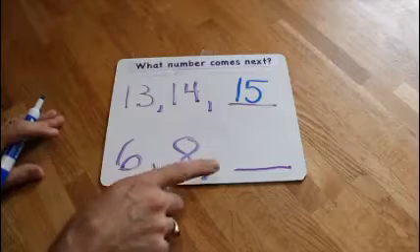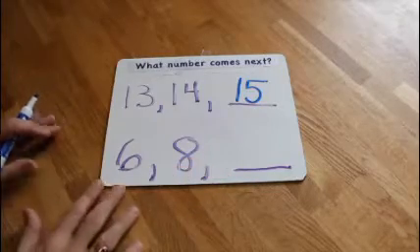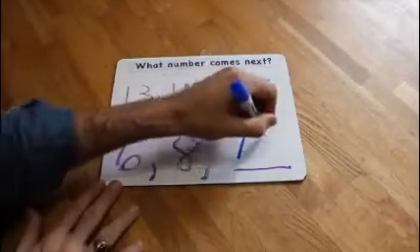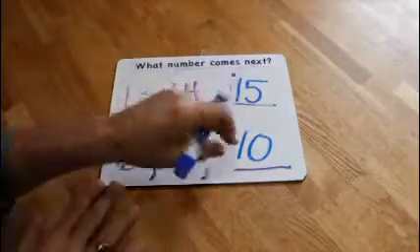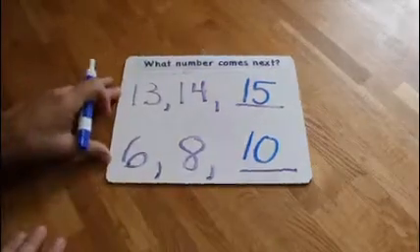6, 8, 10. A 1 for the 10, a 0 for the ones. Counting by twos. First grade work, you guys. Keep it up.